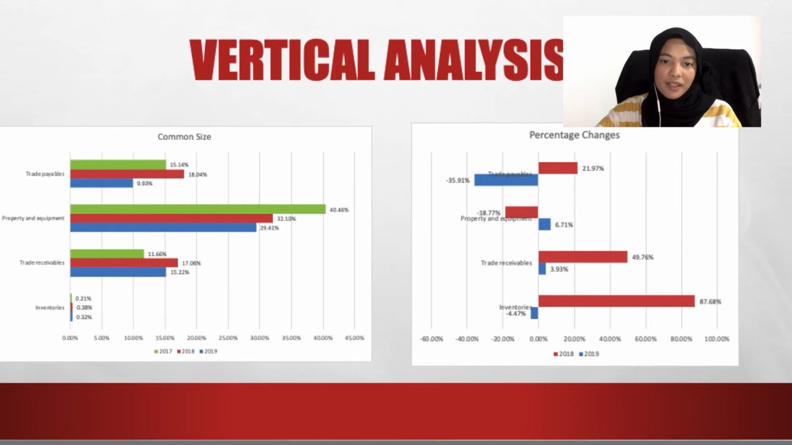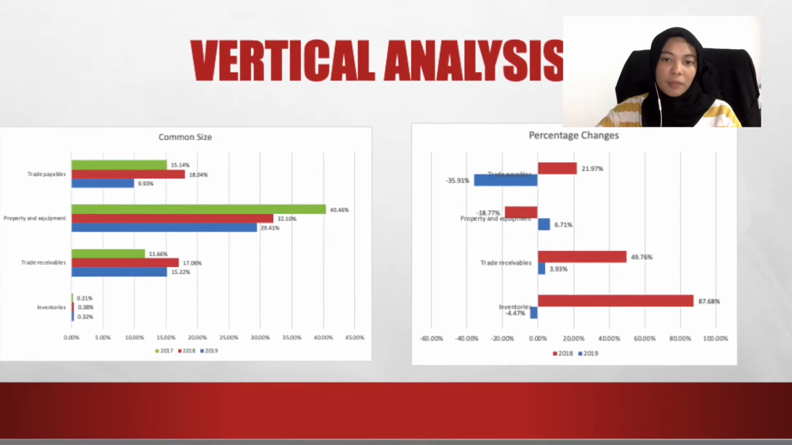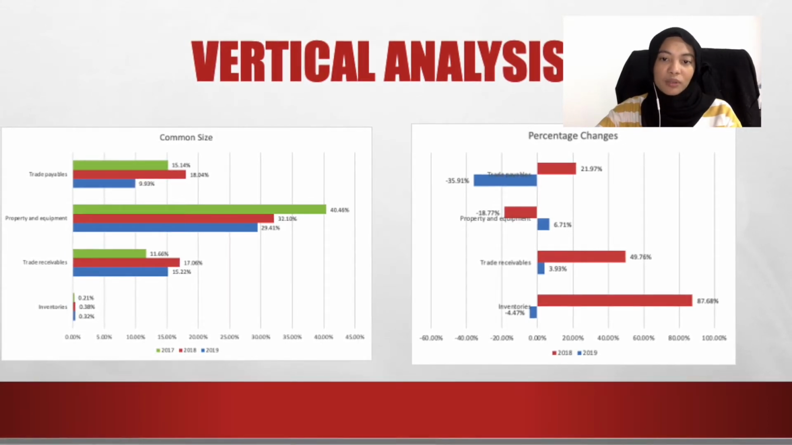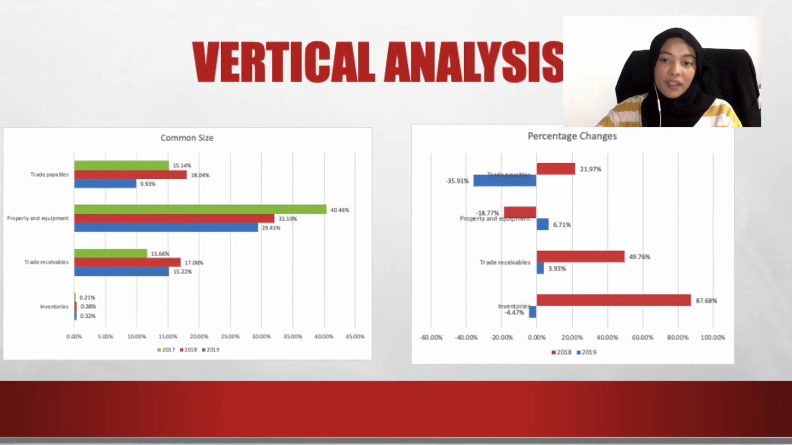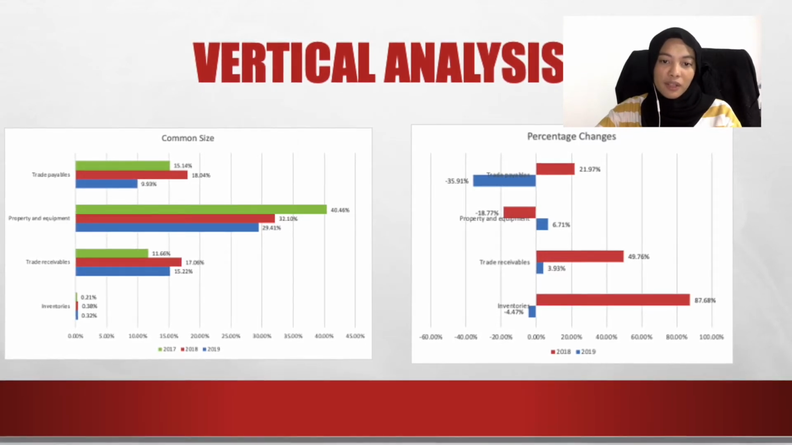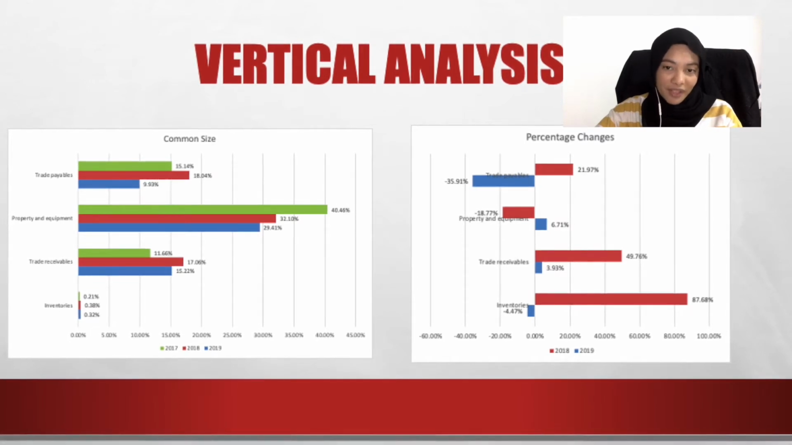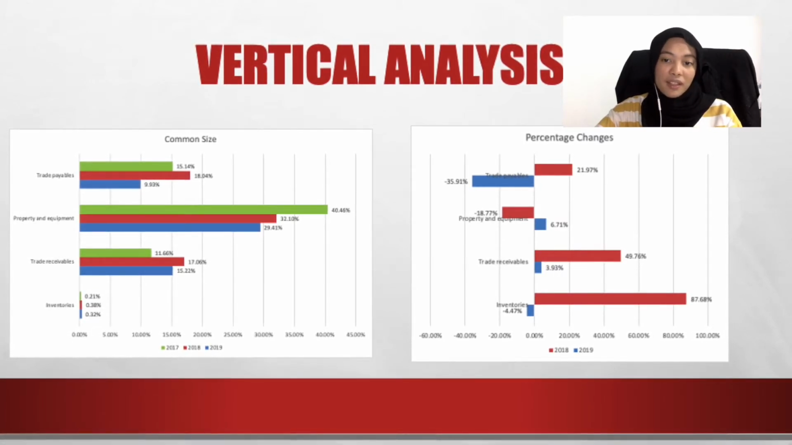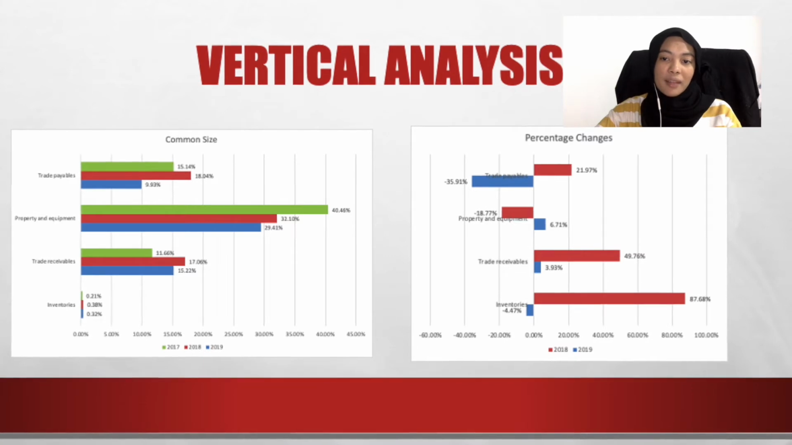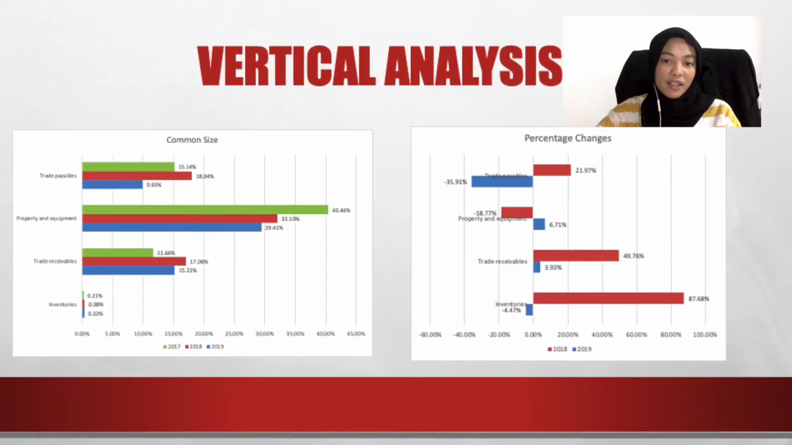The common size in accounts receivable between 2017 and 2019 increased. The percentage change also increased from 2018 to 2019, which is 3.93%. This is good for the company, as it can make the total assets and sales increase.